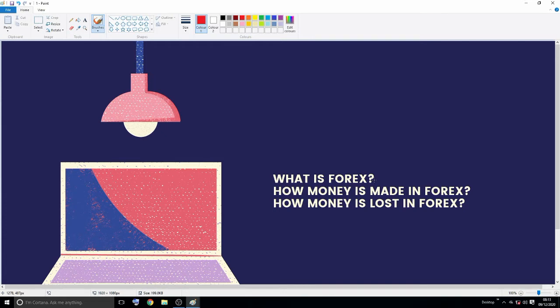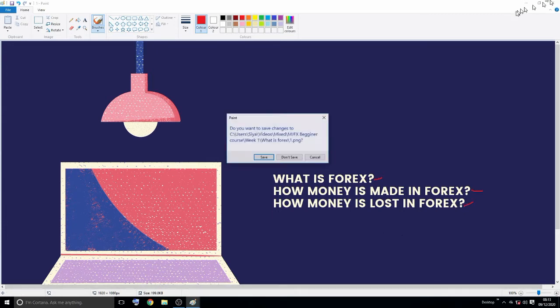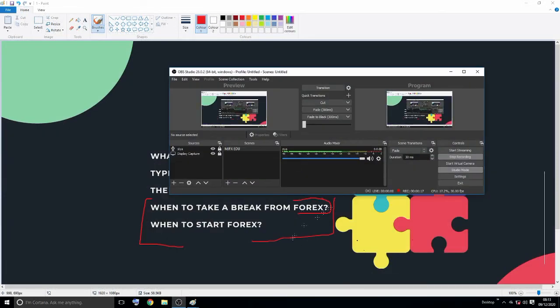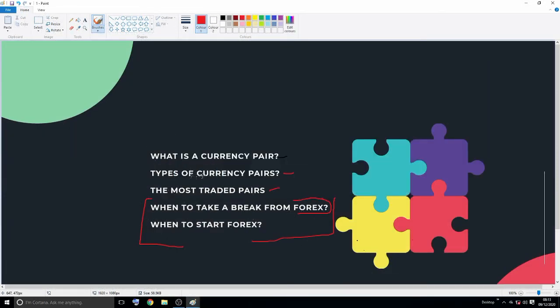Yesterday we covered this topic: what is forex, how money is made in forex, and how money is lost in forex. Today we are continuing. We'll be talking about these topics: what is forex, what is a currency pair, since in forex we'll be trading currency pairs, the types of currency pairs, and the most traded pairs.